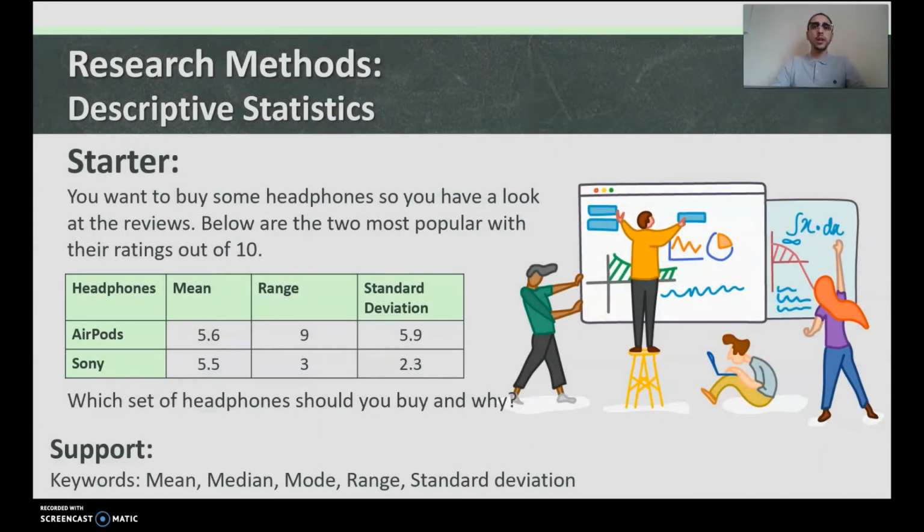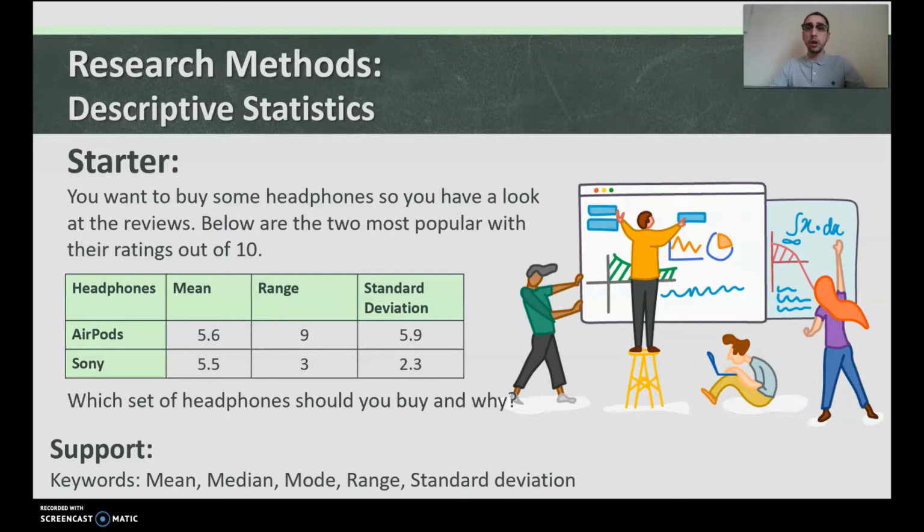There we go, starter. You want to buy some headphones? So you have a look at reviews. Below are the two most popular with their ratings out of 10. So we've got two headphones here, AirPods and Sony. AirPods have a mean score out of 10 of 5.6, whereas Sony ones have a mean score of 5.5, so slightly lower.